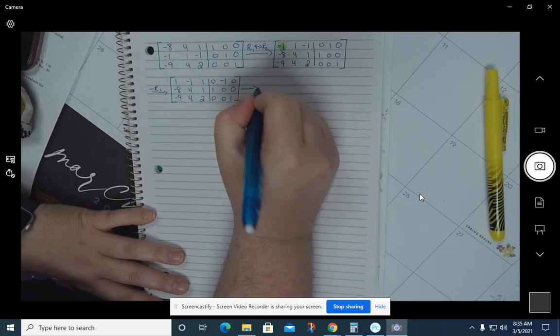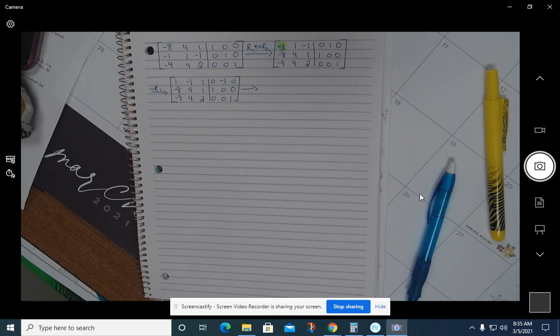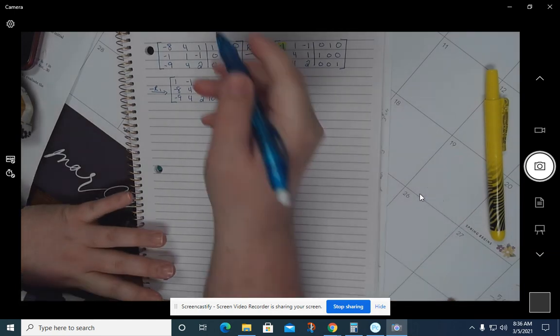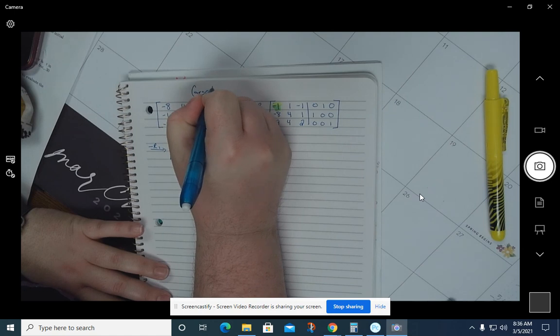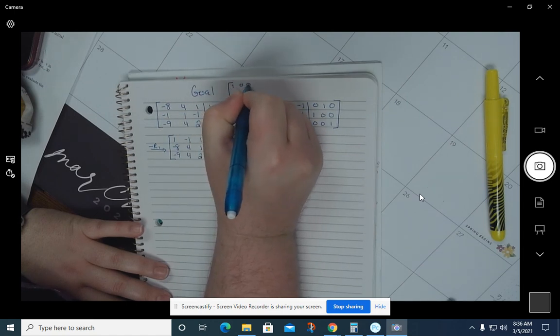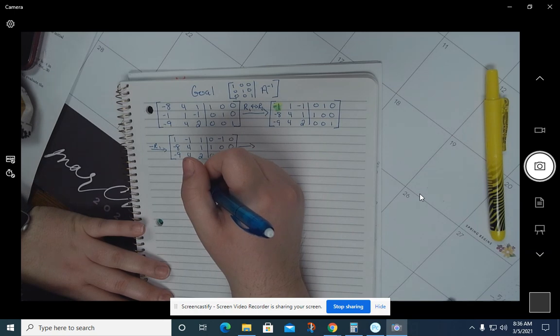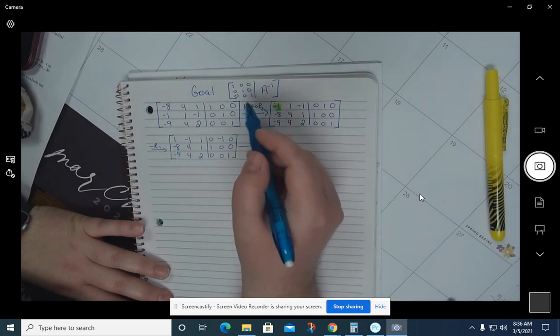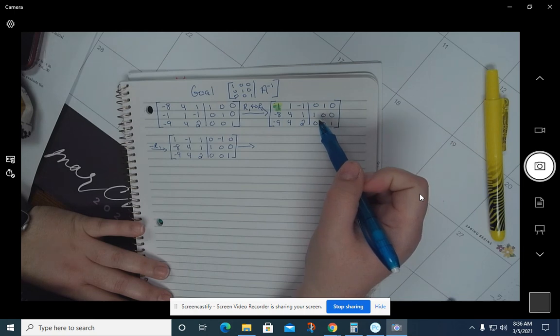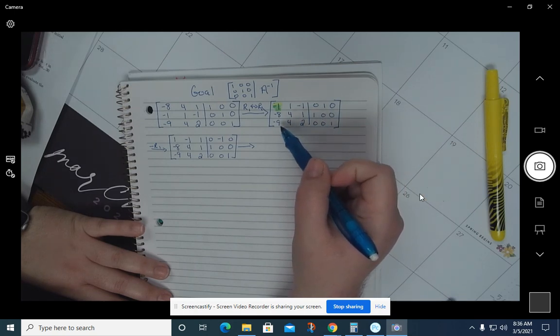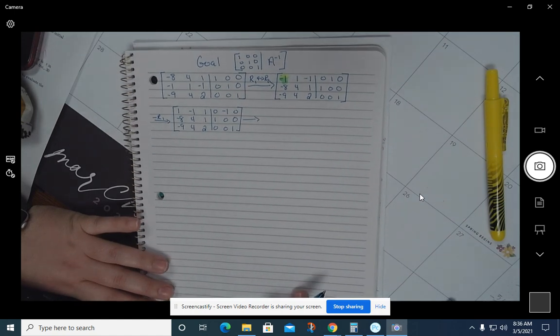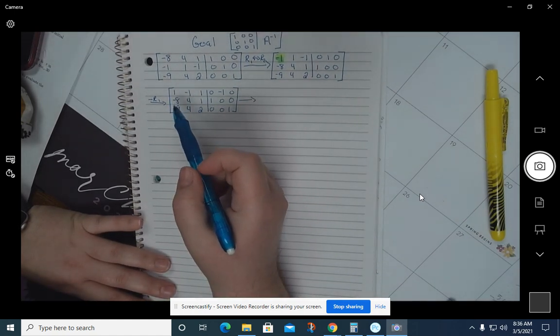So the next thing I'm going to do. Wait, why did you do that? Because our goal here is to end up with 1 0 0, 0 1 0, 0 0 1 and then some other matrix on the right, which will be our inverse. So we start with our identity matrix on the right, and then we want to transfer it to the left. The first thing I did was get my 1, and now I want to get my zeros.